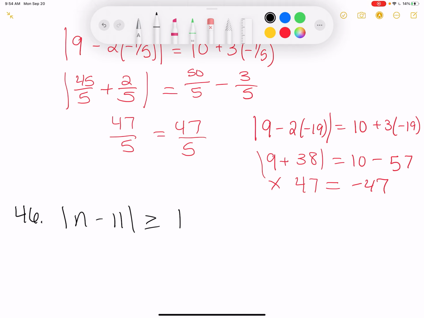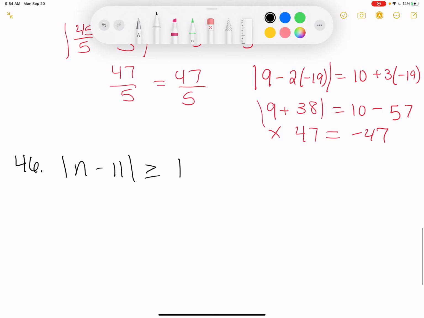The absolute value of n minus 11 is greater than or equal to 1. Okay, so this one also gets written two ways, but it's not necessarily what you think. The first time it's a straight copy: n minus 11 is greater than or equal to 1. What's the other one, Josh? N minus 11 is less than or equal to negative 1.